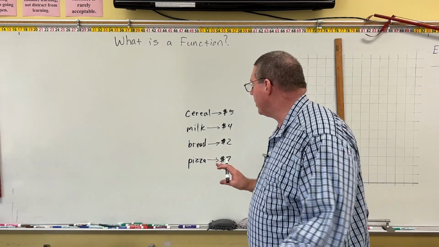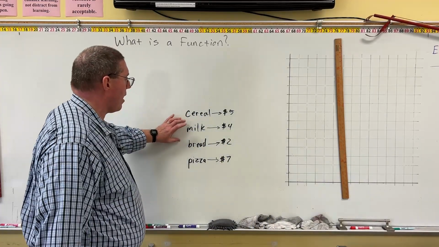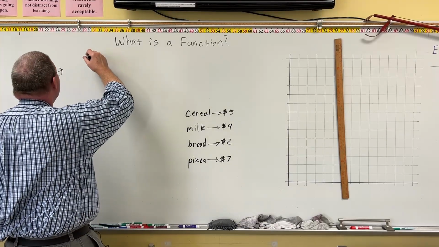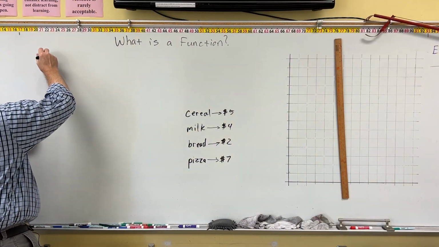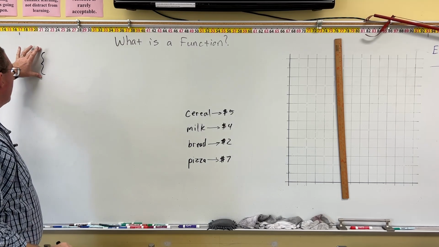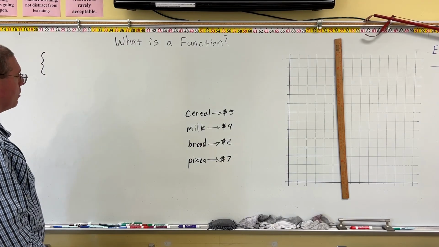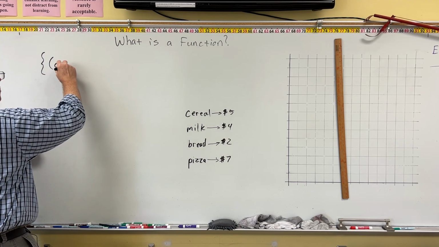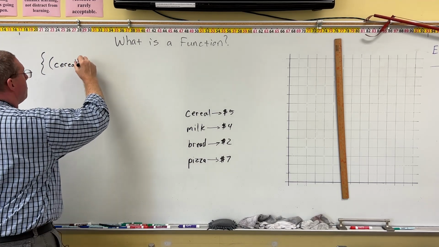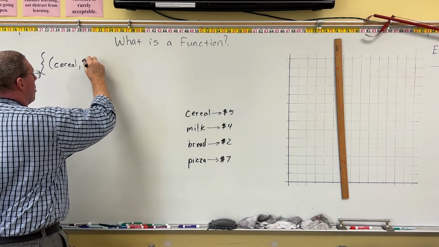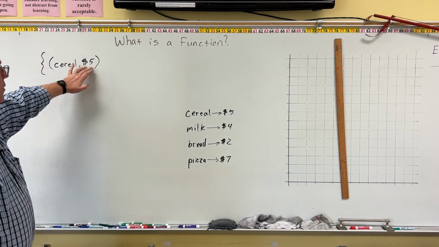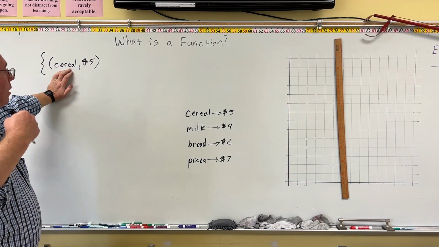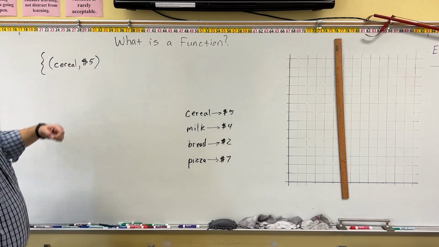And so this creates a sort of mathematical set that we can represent using set notation. So this is like a set bracket or a set brace. I'm going to open with one of these braces, and in parentheses, I'm going to write cereal and put a comma and put $5. And so what we're saying here is, the input is cereal, the output is a charge of $5. The input cereal results in, or is associated with, a charge of $5.